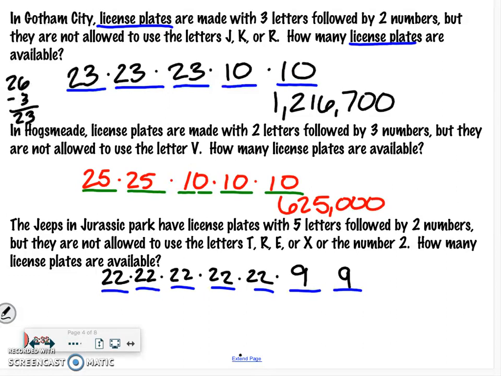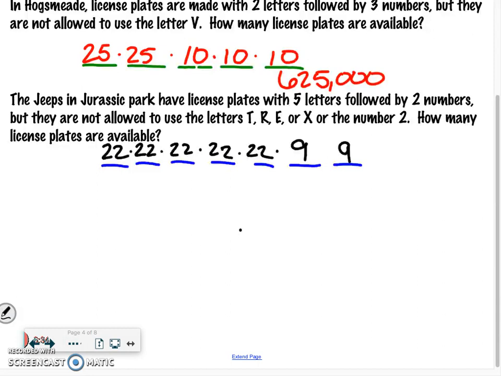So when you plug this all into your calculator, you should end up getting a very large number of 417,444,192 total different license plates. Okay, so that's your license plates problems. Remember, for license plates problems, you will always be using MCP.